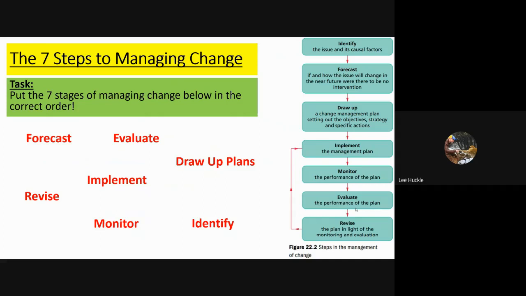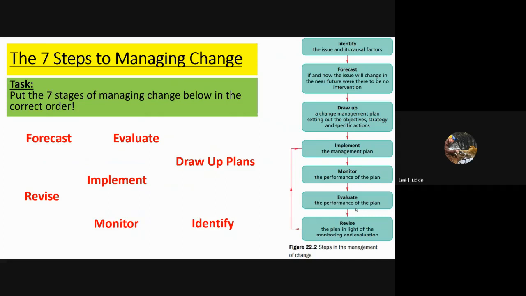And there's lots of reasons for that decline as well, which you'd have discussed. What you'd need to decide as a team is, if you don't do anything, will the problems actually sort themselves out? Will it get better on its own? Now, if not, that's when you need to draw up a change management plan, setting out clear objectives. So what do you aim to do? The strategy and specific actions to solve the problems that you've identified that won't solve themselves.